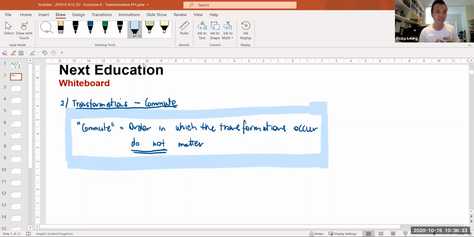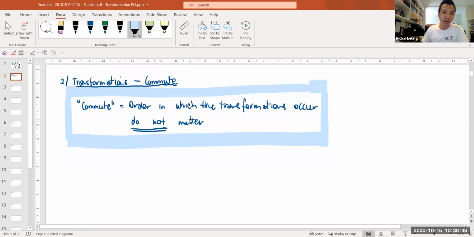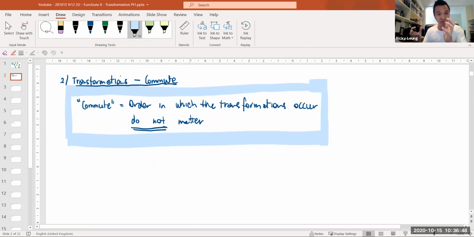So if I have 2 transformations, and the order in which I do them doesn't matter, then it's said that these transformations commute. On the flip side, if the order in which I do the transformations impacts the final result, in other words, if I do one and then the other, and then swap it around and it gives me a different function and a different graph, then the 2 transformations do not commute.